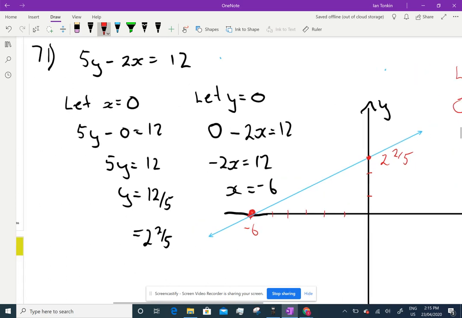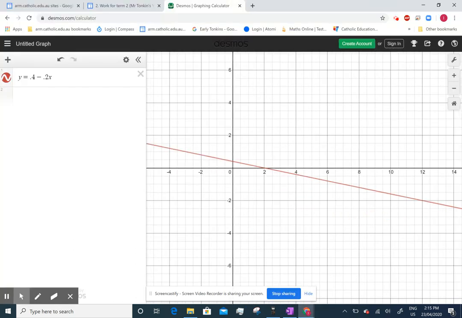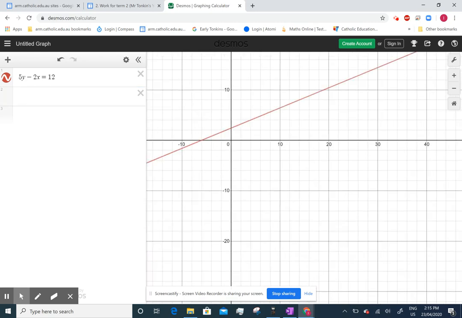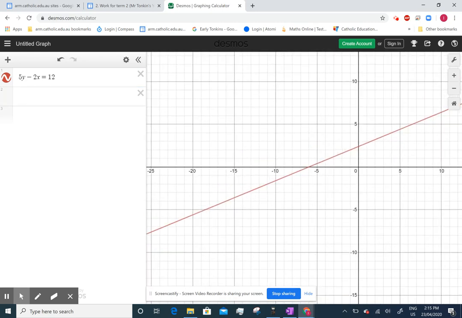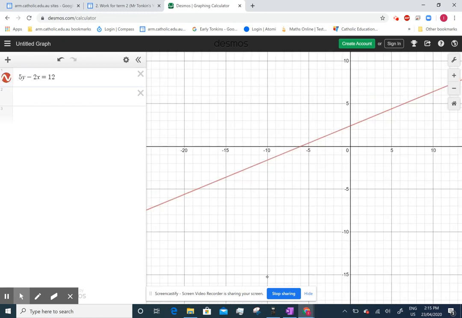Now, always check, because we've only found 2 points. We could have got that wrong. Let's go to Desmos. And what have we got? 5y minus 2x equals 12. And there it is. Check that point. Oh, come on. 6 and 0. And 2.4, which is 2 2/5. Okay.